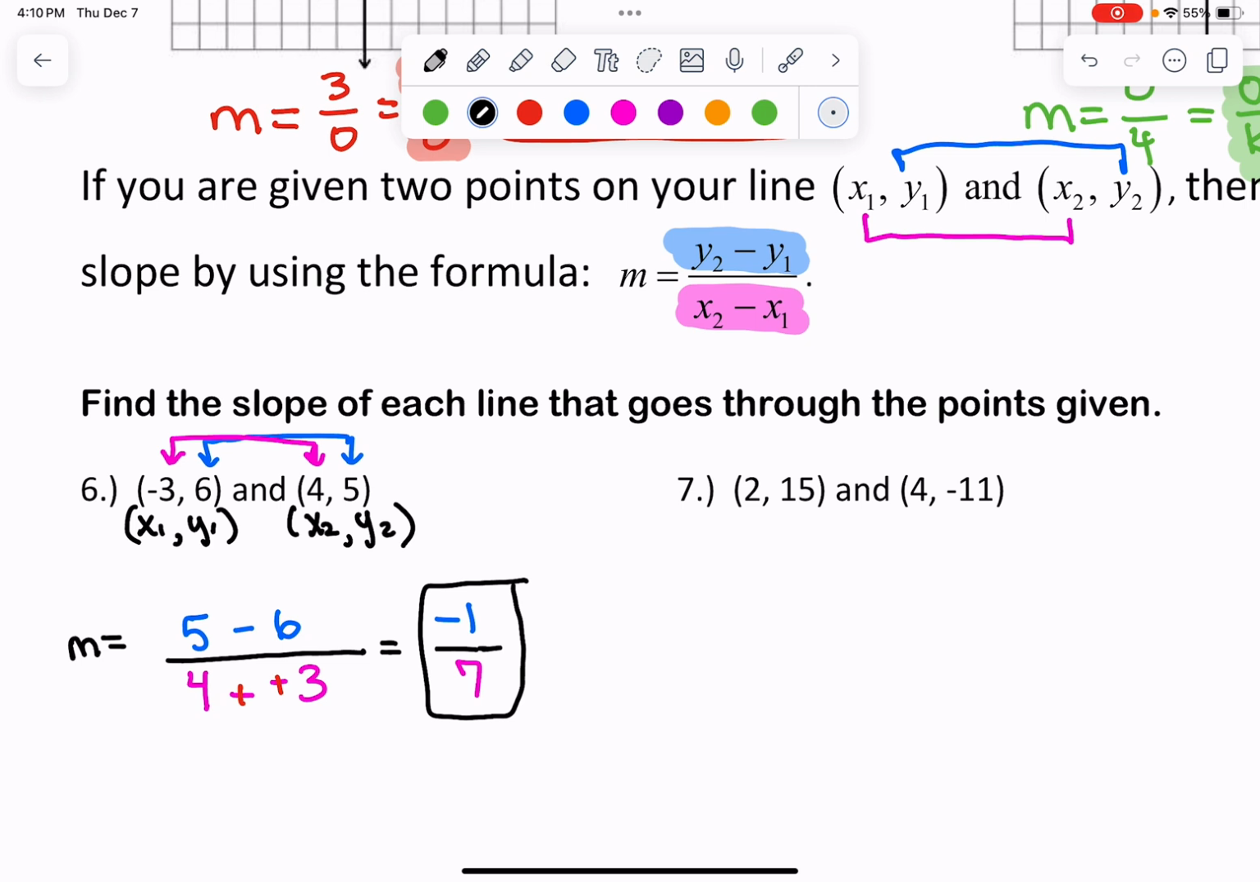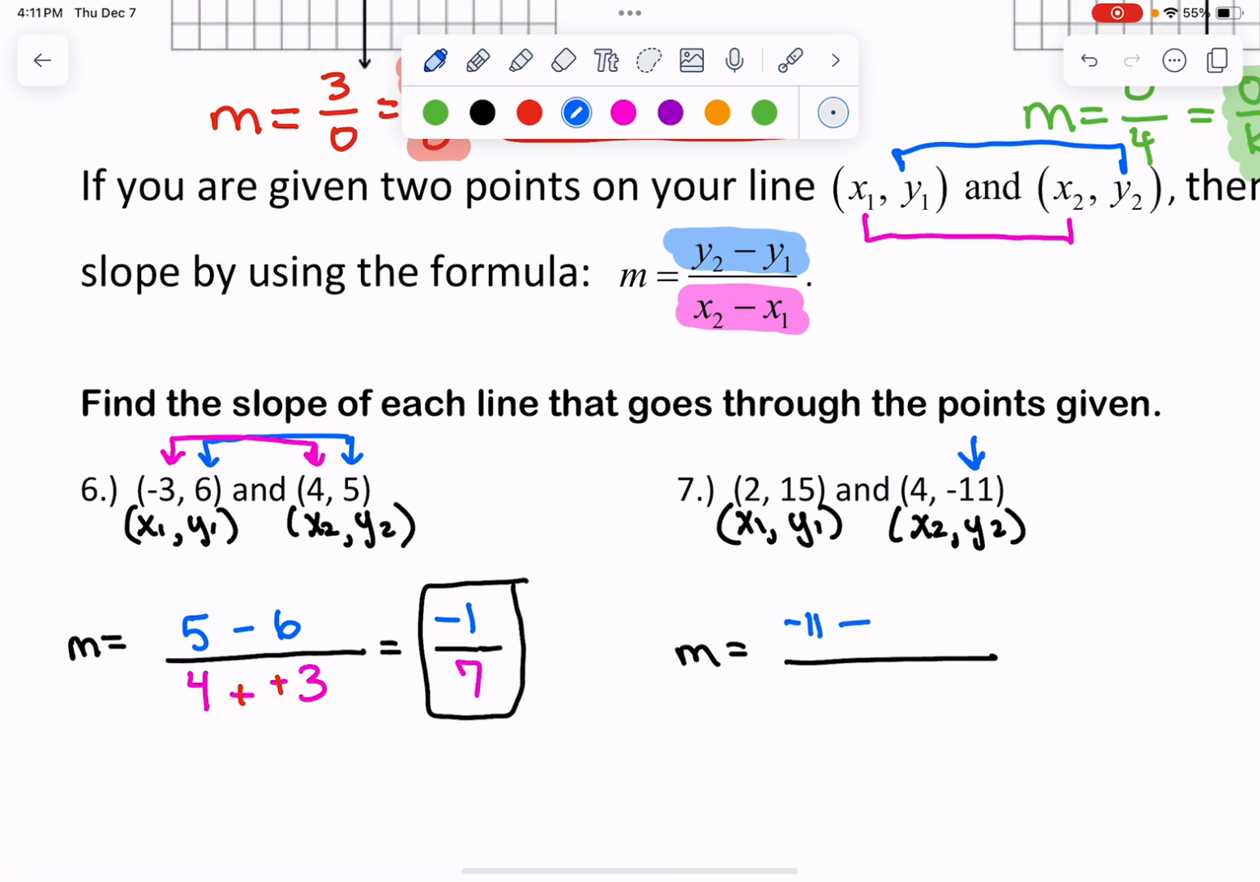Let's see if we can follow the same pattern for number 7. So I've got my x sub 1, y sub 1, and x sub 2, y sub 2. So we always start with the y's on top, and we take y2 minus y1. So we're going to start with negative 11 minus 15. Then we put the x's on the bottom. So we start with the second x, 4, minus my first x, 2.